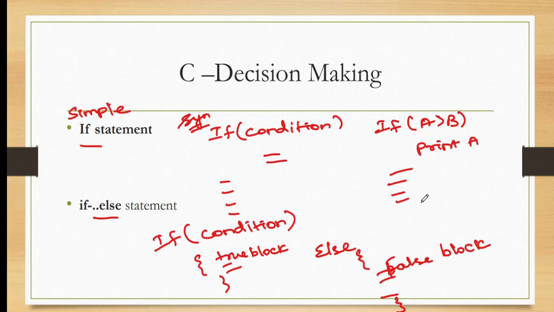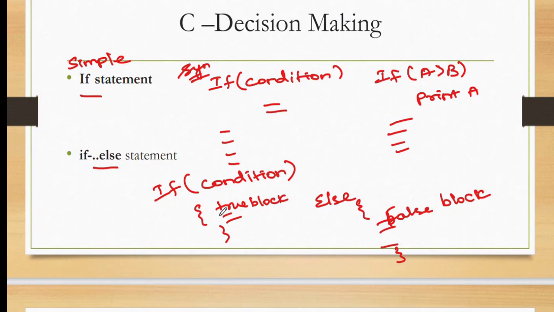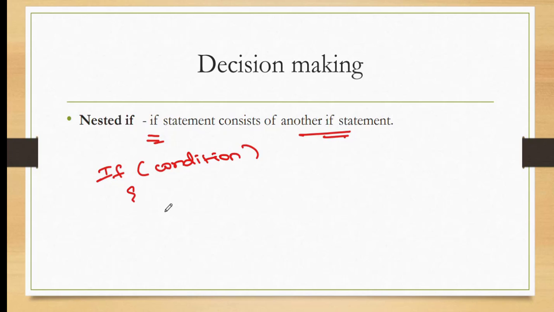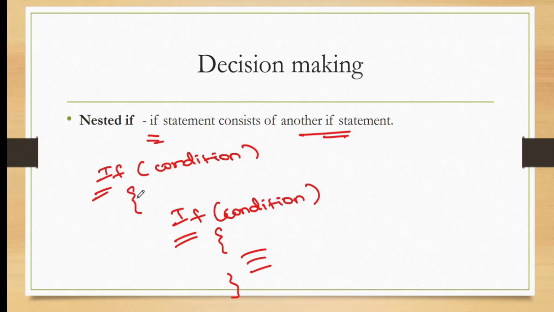So in C, decision making using the if statement has three forms. One is the simple if, another is the if else structure, and another is the nested if. An if statement consists of another if statement. If the if condition contains another if condition inside it, this is called a nested if statement.